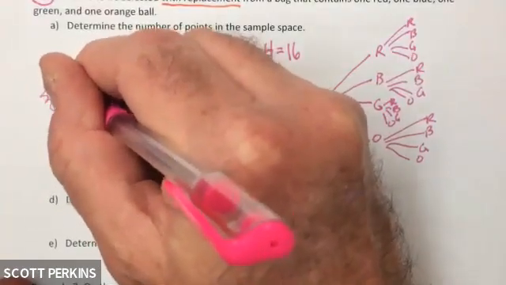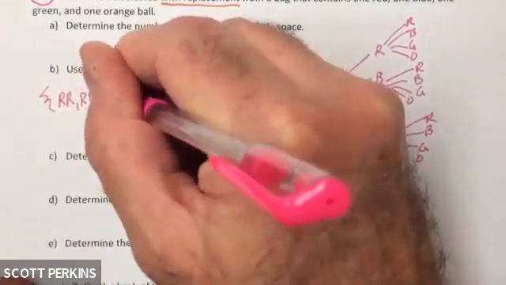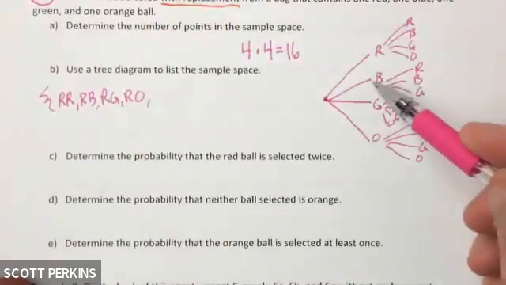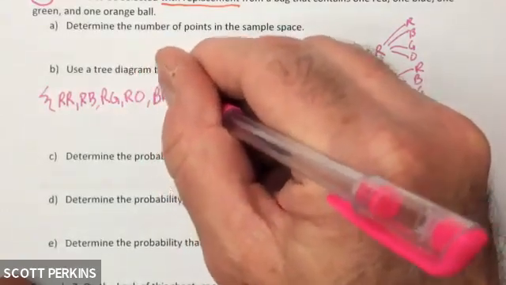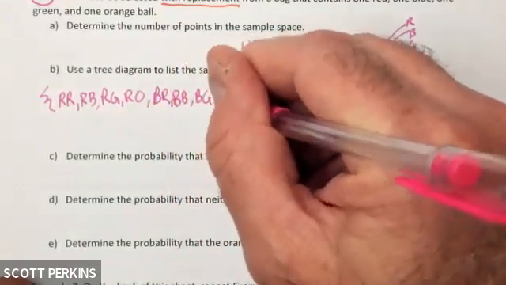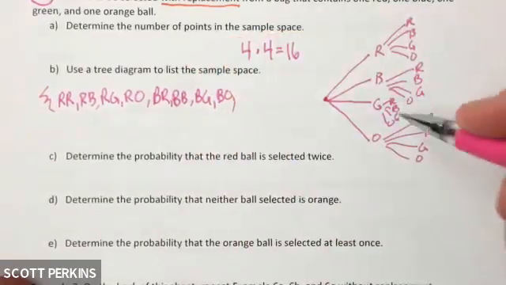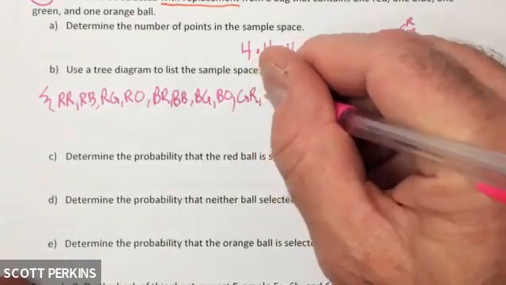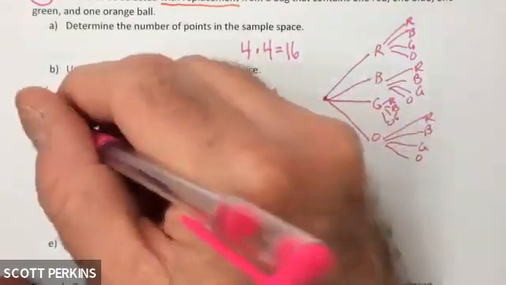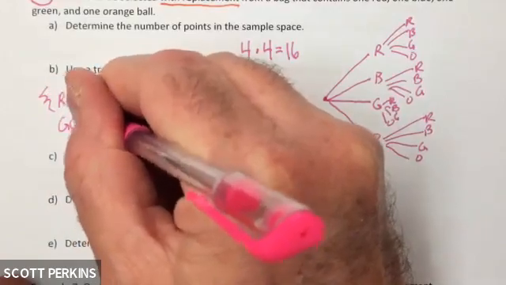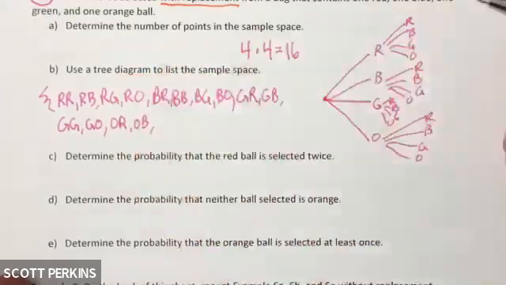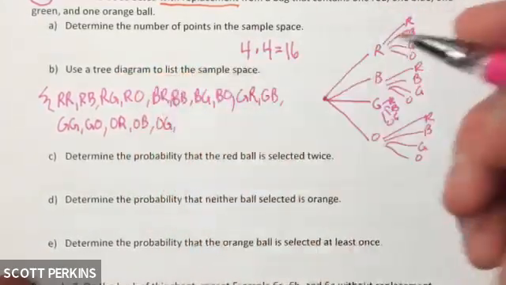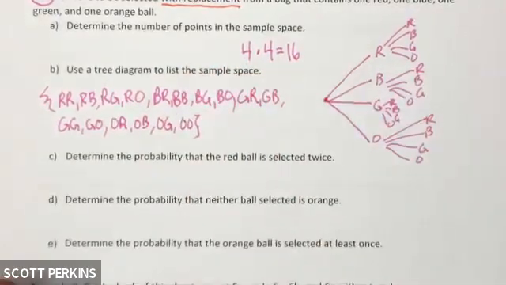So red, red, red, blue. And then blue, red, blue, blue, blue, green, blue, orange. And then green, red, green, blue. You get the picture, I'm sure. And then finally, the ones that start with orange: orange, red, orange, blue, orange, green, and then orange, orange. Got that? Awesome. Great job.